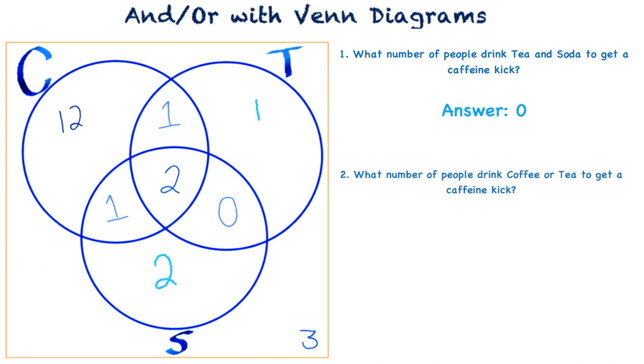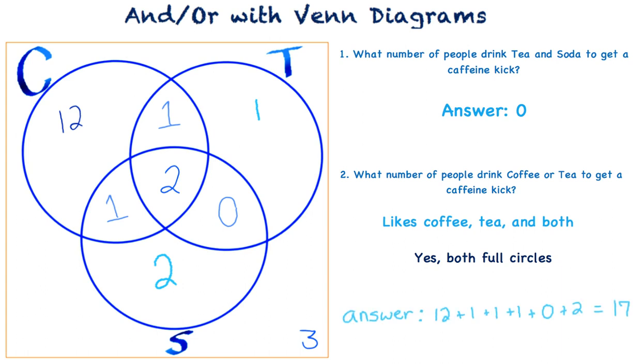Number 2. What number of people drink coffee or tea to get a caffeine kick? This one is all the people who like coffee, tea or both. If they also like soda, not a big deal. Am I thinking this correctly? I think so. You counted everything in both circles of coffee and tea. So that would be 12 plus 1 plus 1 plus 1 plus 0 plus 2, and that's equal to 17.